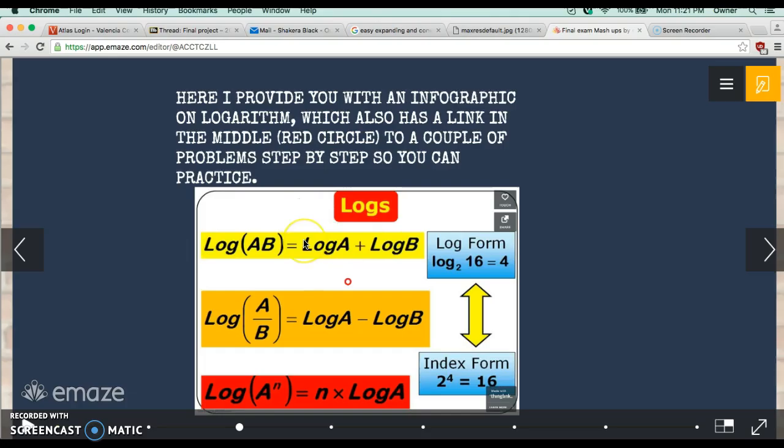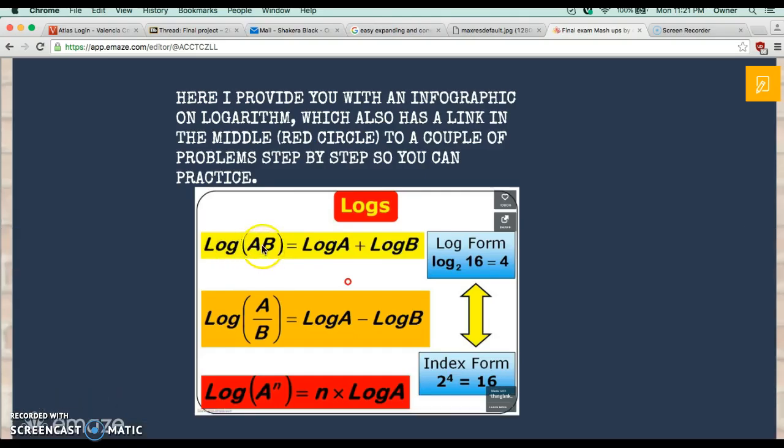So here are some basic properties of logs. As you can see, log of a times b, which is multiplication, would equal the log of a, which is any number that your professor gives you, plus the log of b. So whenever you see multiplication, you're going to expand the log and make it into two different terms and add them.